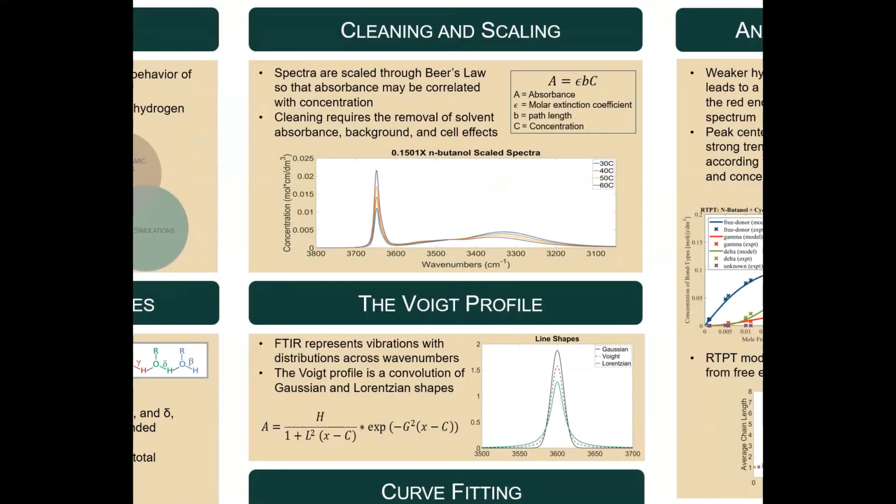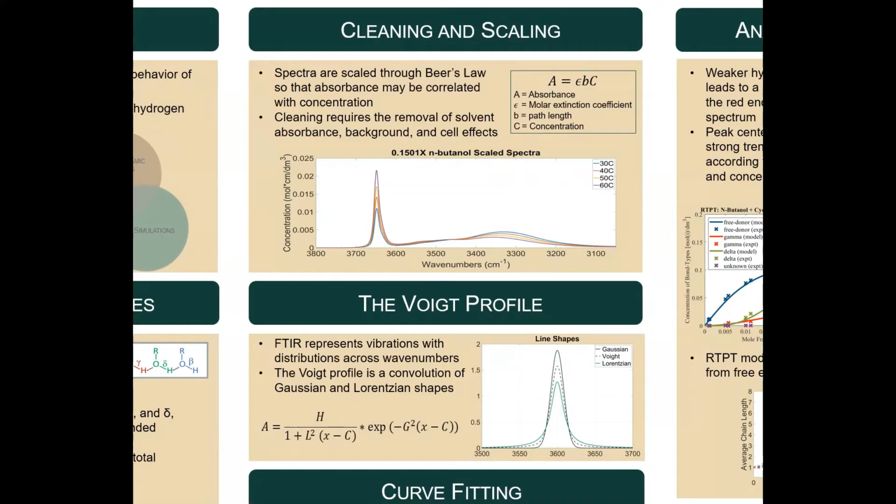Once collected, the spectra must be cleaned and scaled. Scaling is accomplished through Beer's law, shown on the right, where absorbance equals a molar extinction coefficient multiplied by path length and concentration. This may be solved for concentration. Cleaning requires the removal of the background done by the instrument, as well as the solvent and the cell effects, which are taken separately prior to recording a sample.